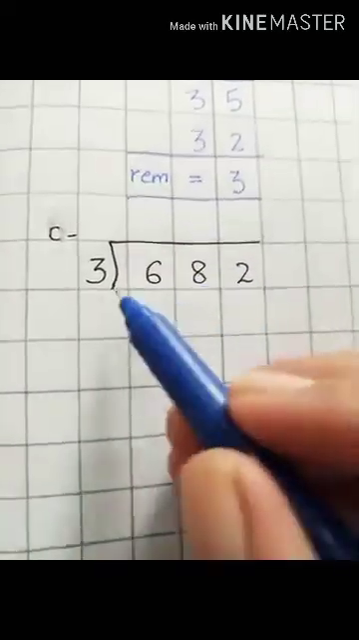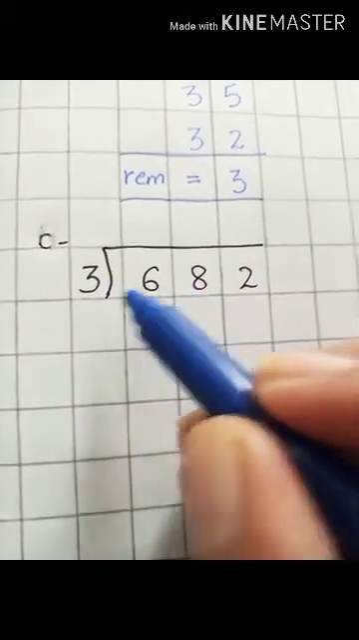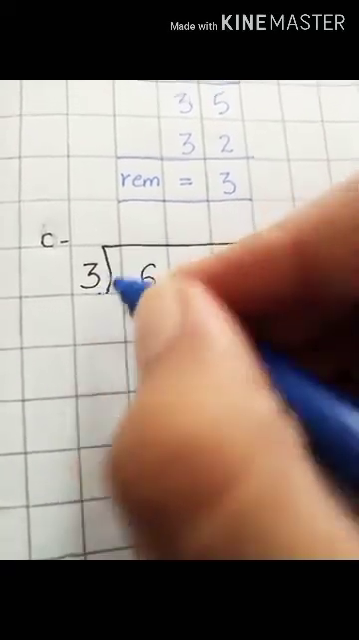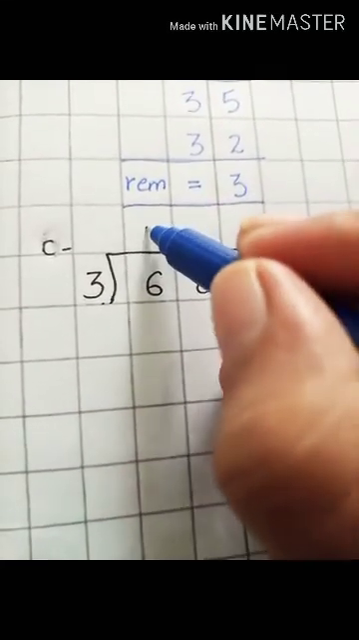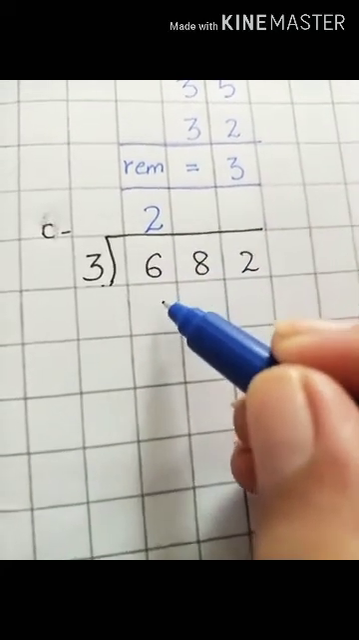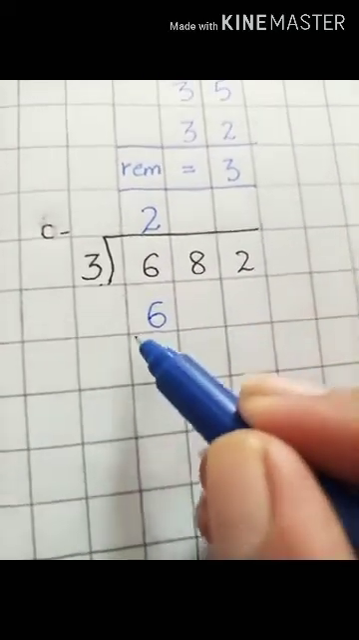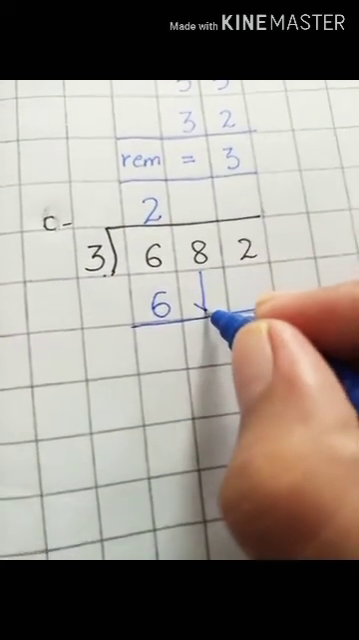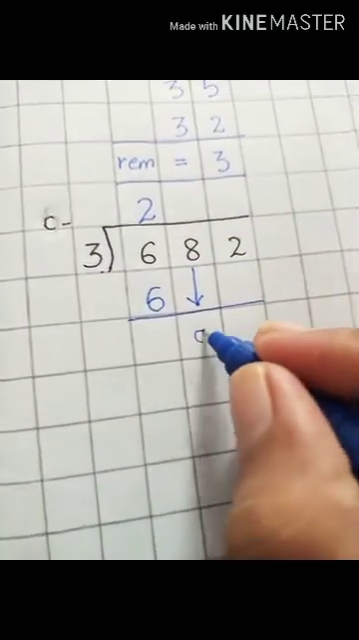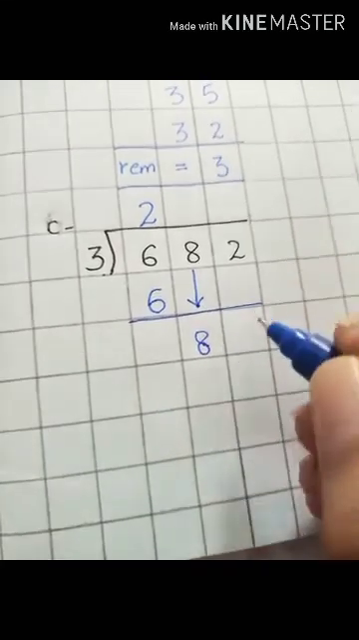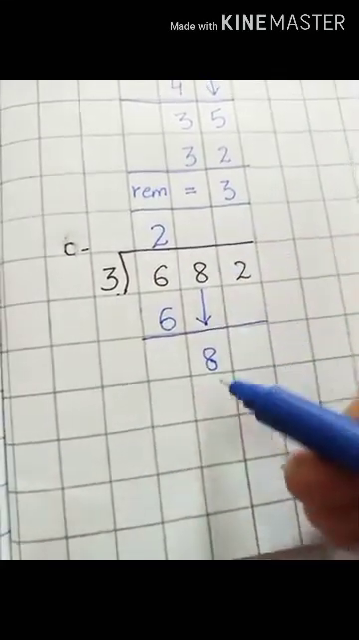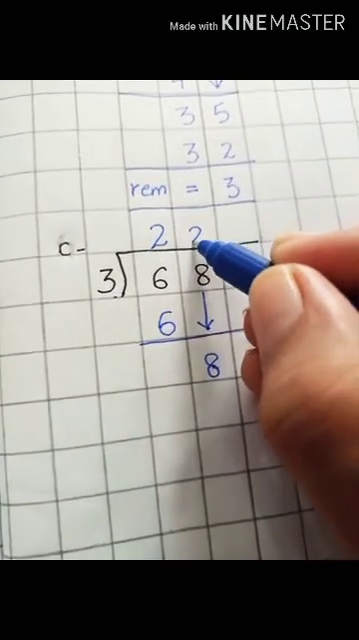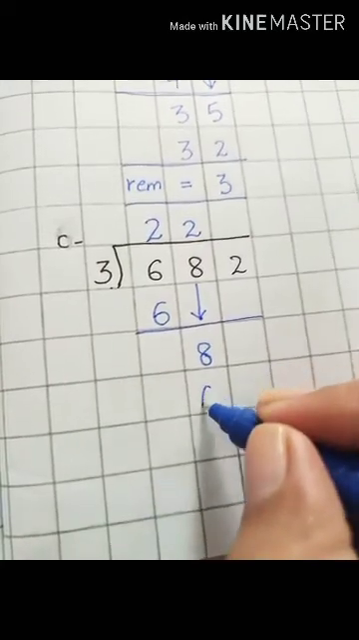Students, here is my next part C. So students, let's compare divisor with the first digit. The digit is bigger, so I can write it here. 3 ones are 3 and 3 twos are 6. Here is my answer 6. Next step is subtraction. I am bringing down 8 here because 6 minus 6 is 0. So read the table of 3 till the 8. 3 ones are 3, 3 twos are 6, 3 threes are 9. As 9 is bigger, so I am writing 3 twos are 6 here.